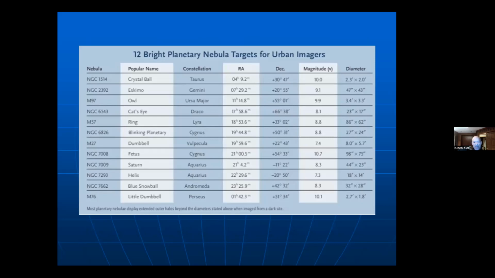I mentioned that planetary nebula are a reasonable target for urban imagers. You can do RGB imaging of a planetary nebula and still come out with good results because the object is relatively small compared to the background.